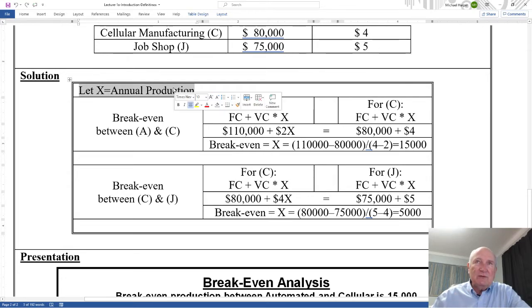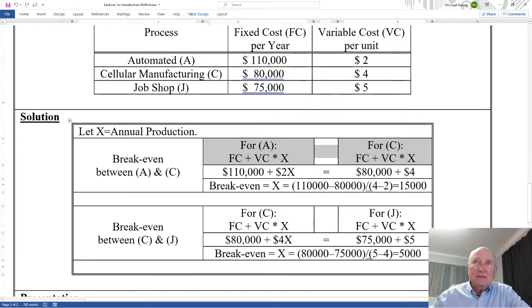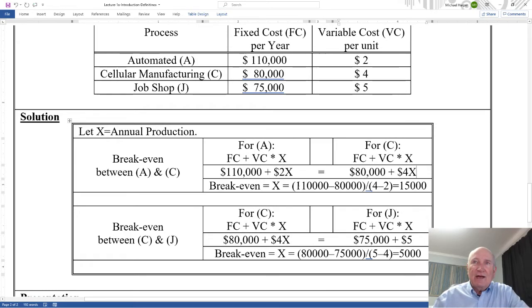Let X be the annual production. X times the variable cost plus the fixed cost for A and C here. I bring down the 110 and 2 right here, and I bring the 80 and 4 over here. Whoops, I left out the X. I solve for X, and there I get the break-even: 15,000. Does that feel right? Yeah, that's pretty much what we had before.